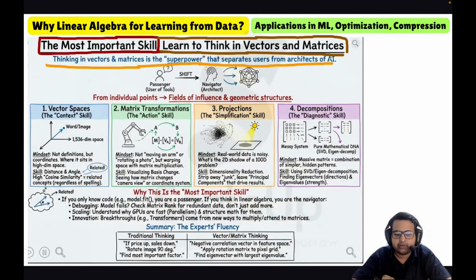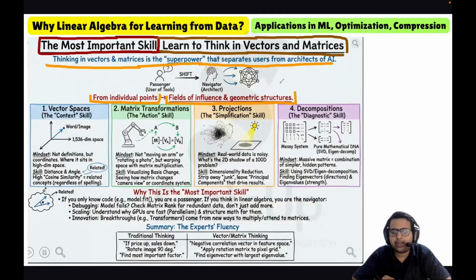It's a shift from seeing data as individual points to seeing it as fields of influence and geometric structures. So if you think in terms of vectors and matrices, you're shifting from seeing data as individual points to seeing the data as fields of influence and geometric structures.